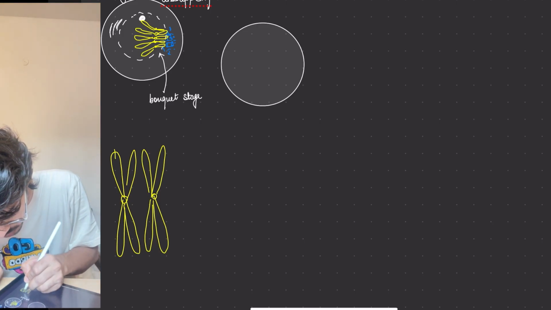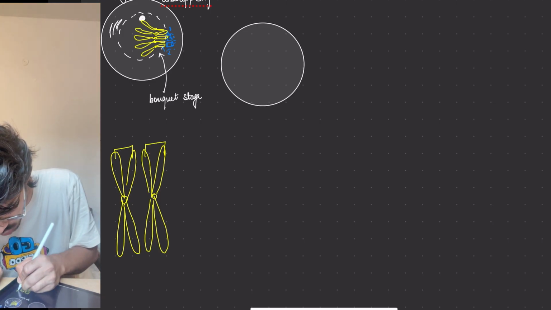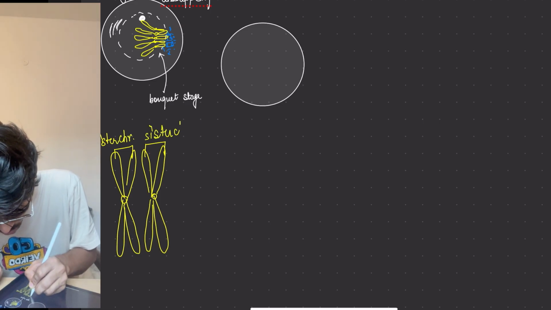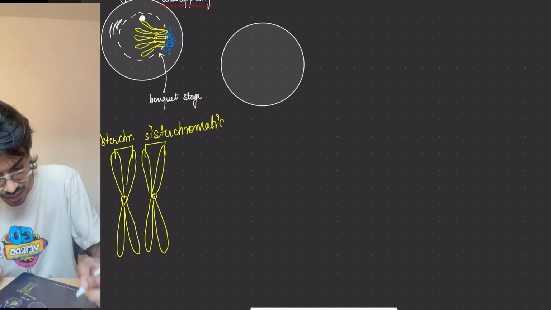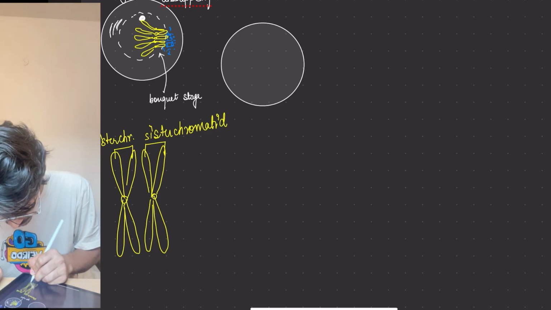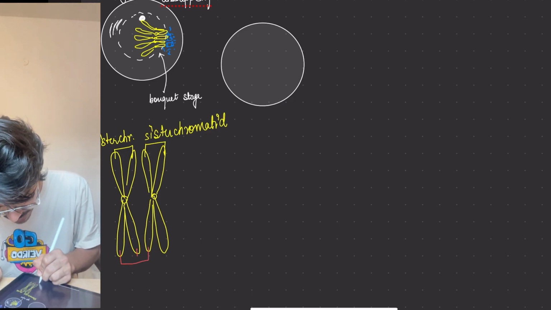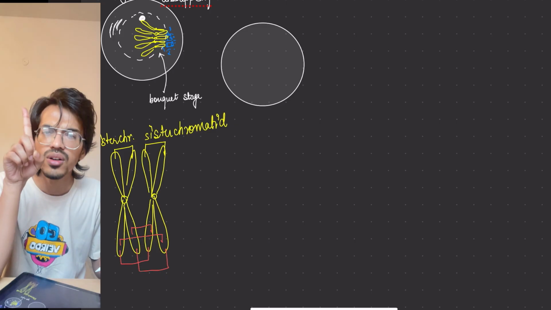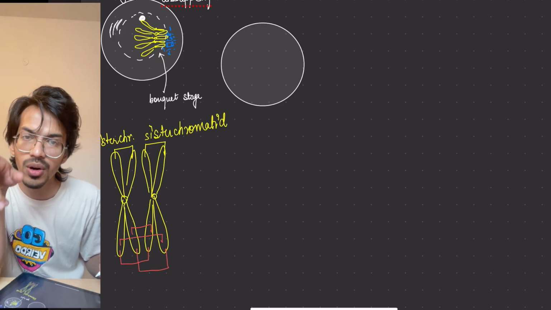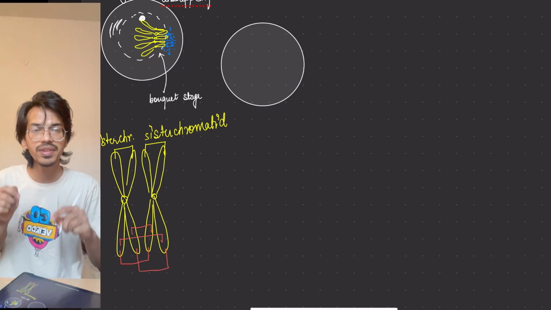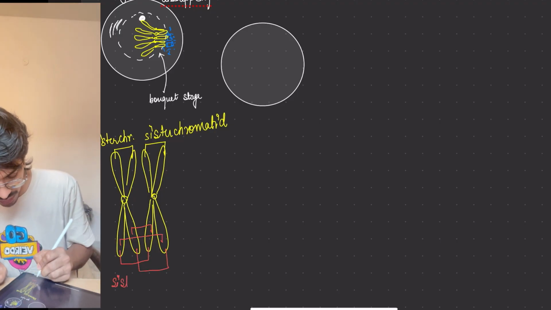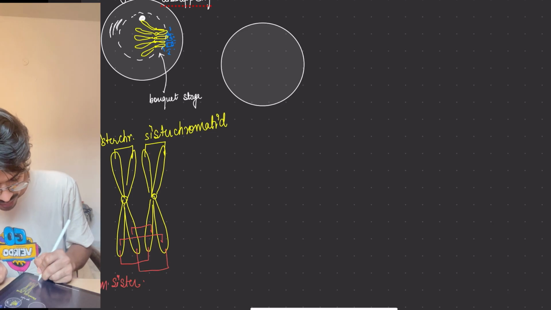These are sister chromatids, the ones which I have marked. You will remember this one thing, sister chromatid. Another terminology that you will remember: if you see this with respect to this, and this with respect to this, they are not similar, because one is from mother and one from father. They are chromatids, but they are non-sister chromatids. So this all red color one is what? Non-sister chromatids.